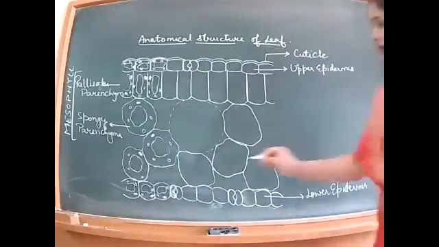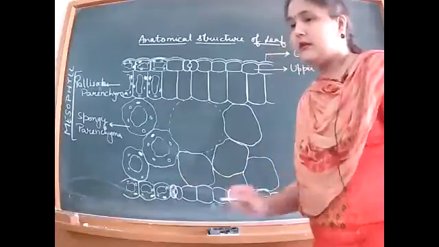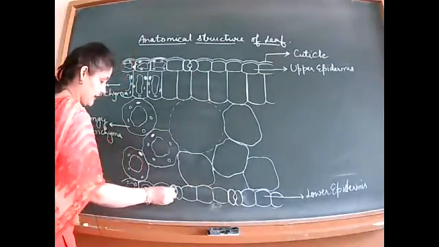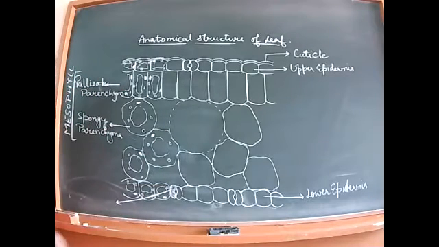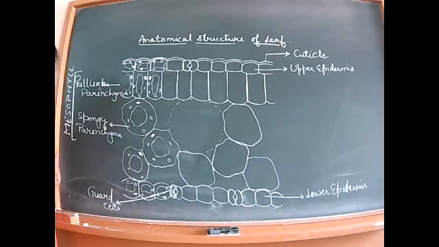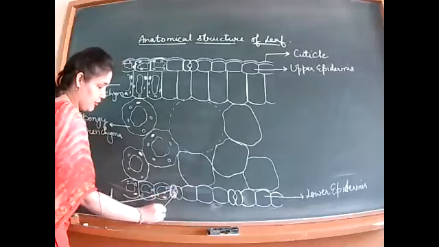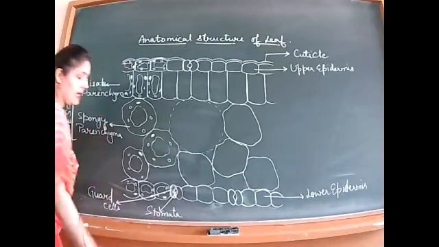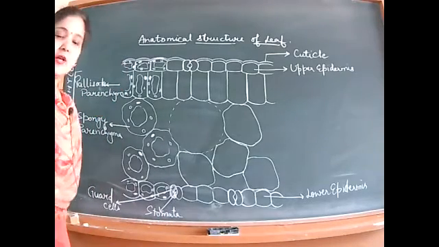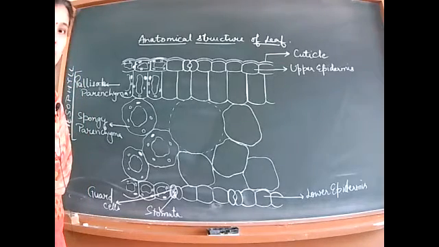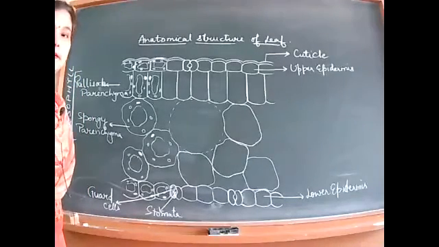These are the guard cells covering the small tiny hole that is called the stomata. You can label these on either side. These are the guard cells. And in between are the small tiny openings called the stomatal aperture, or in simple terms we can call it stomata. It is better named as stomatal aperture.